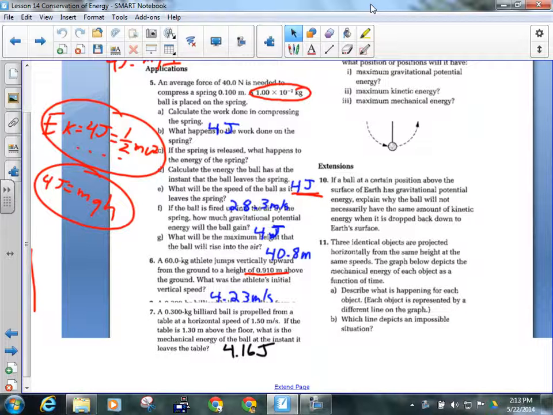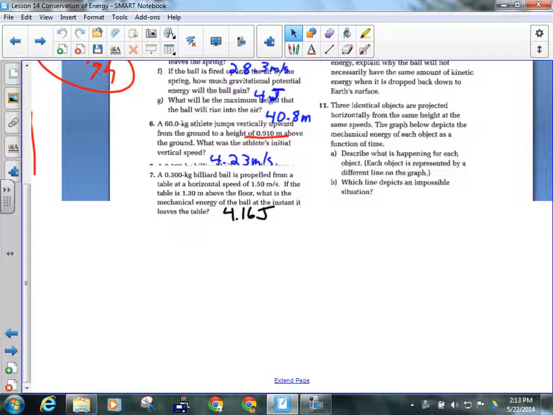The 3.3 kilogram billiard ball, propelled from the table at a horizontal speed of 1.5 meters per second. The table's 1.3 above the floor. What's the mechanical energy of the ball the instant it leaves the table?